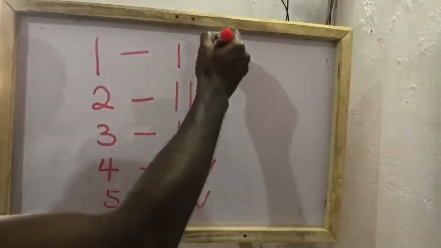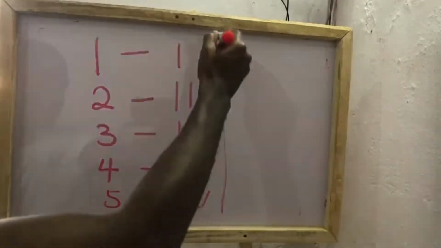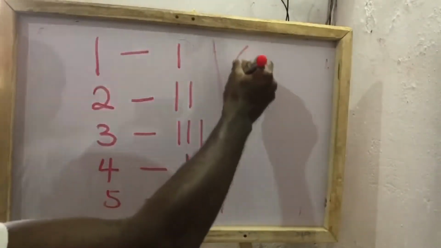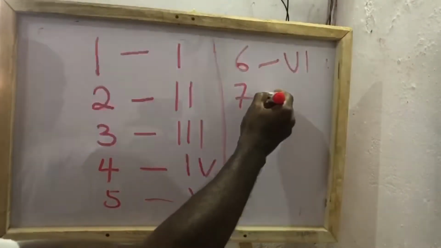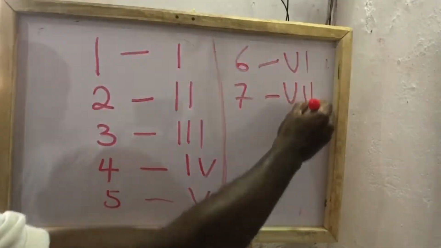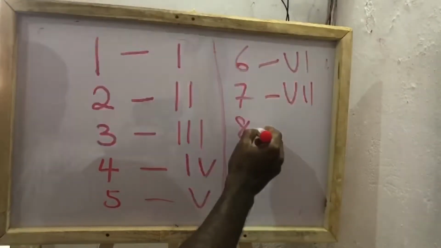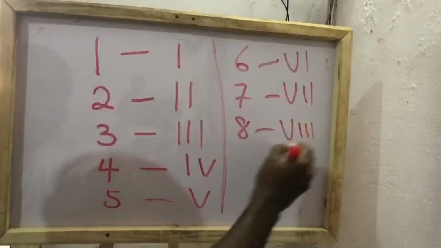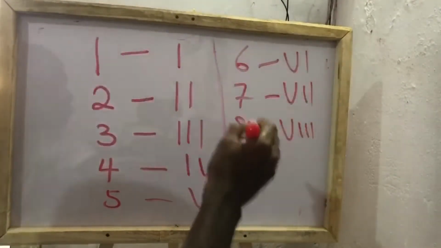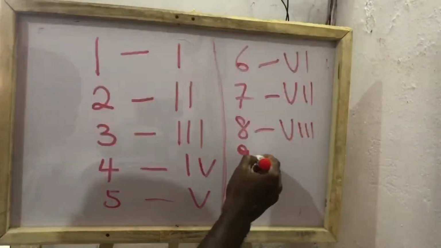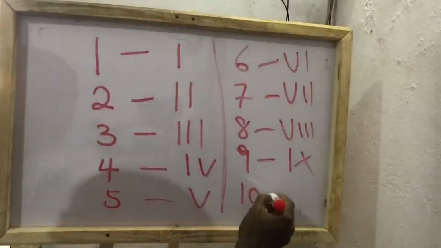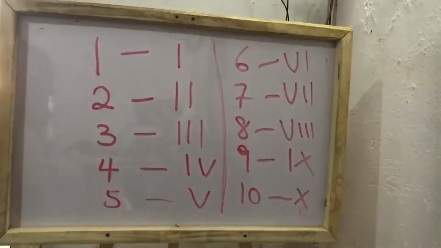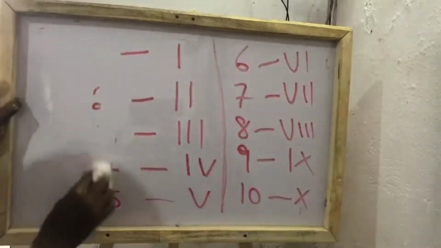Now, our 6 will be VI. 7 will be VII. 8 will be VIII. 9, we can't write VIIII for 9, no. We are going to write IX. And our 10 is X. Okay?